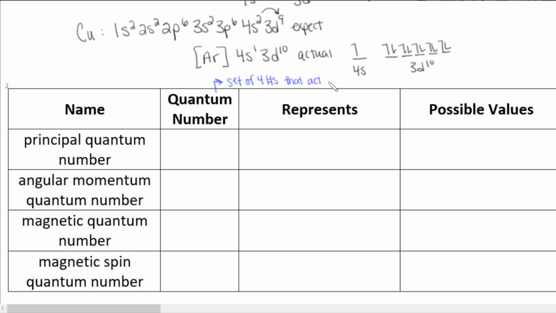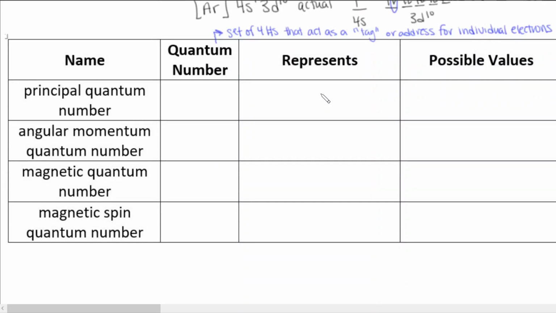Quantum numbers are a set of 4 numbers that act as a tag or address for individual electrons. In other words, if I wanted to know every single thing that there was to know about this one electron that I just circled here in blue, I could give that electron 4 quantum numbers that tell me everything I need to know about that one electron. Okay? Now, I recognize that you're on a fresh page here, so you probably don't have that example anymore.